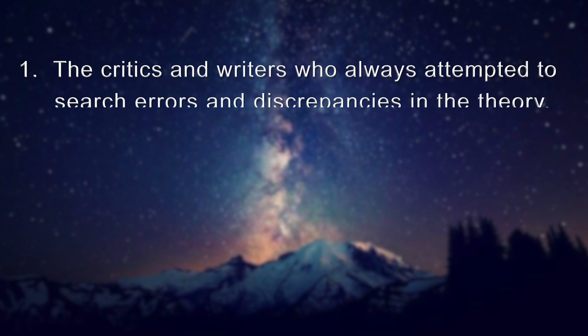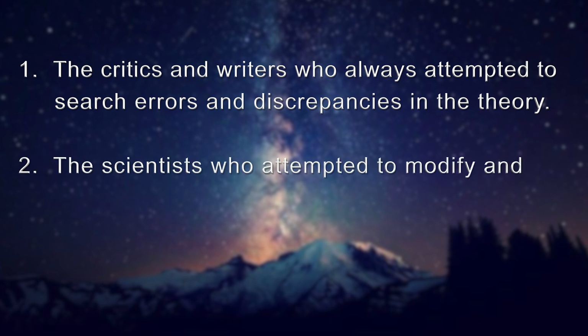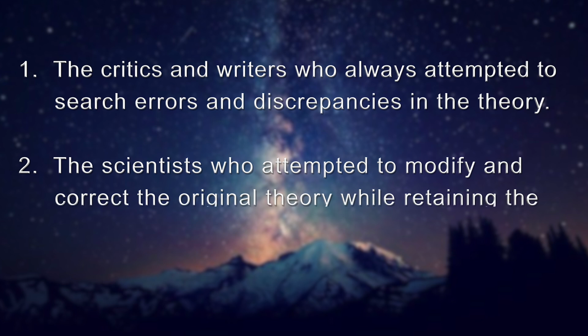Alfred Wegener's continental drift theory widely departed from the contemporary geological ideas of the 19th century. Wegener handled his case as an advocate rather than as a scientific observer. The critics of Wegener's continental drift theory fall under two broad categories. One, the critics and writers who always attempted to search for errors and discrepancies in the theory. The second, the scientists who attempted to modify and correct the original theory while retaining the basic concept or tenets. Some of the limitations and defects were pointed out by various scientists in Wegener's theory of continental drift.